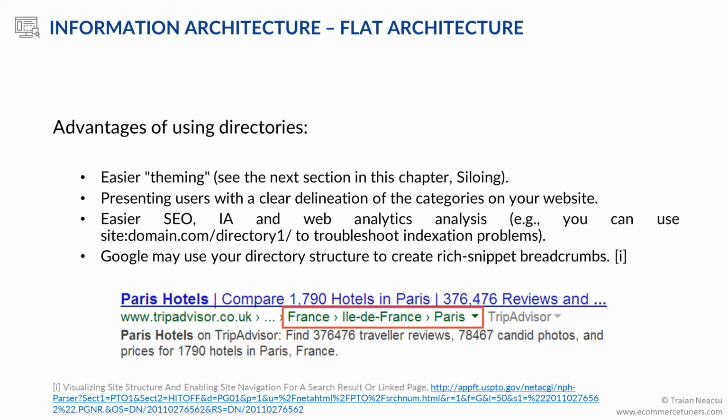As long as directories don't generate super long URLs, they have advantages such as facilitating easier website theming, presenting users with a clear delineation of the categories on your website, and allowing for easier SEO, information architecture, and web analysis. Also, Google and other search engines may use your directory structure to create rich snippet breadcrumbs. In this screenshot, you can see how Google displays breadcrumbs directly in SERPs. However, such rich snippets will show up only if the directory hierarchy is structured or if you mark up your breadcrumbs with schema vocabulary.